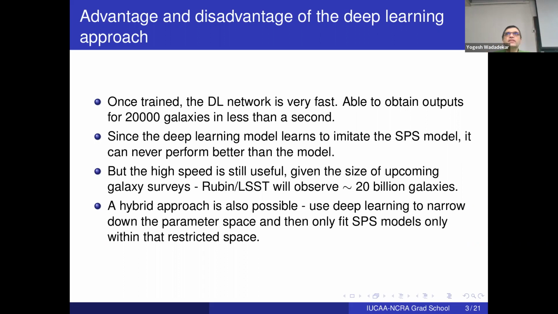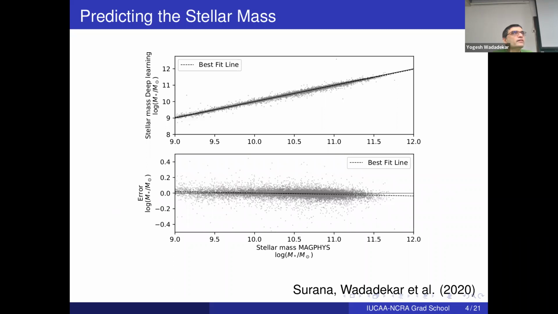And so instead of then comparing with 20 million models, you may compare with, say, 2,000 models, which is very fast. So in this hybrid approach, you have the advantage of the physics in terms of the correctness or the believability of your results, but you also have the advantage of the deep learning method to narrow down your parameter space. So, yeah.